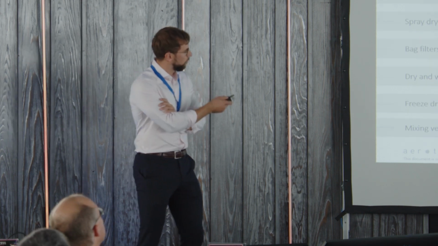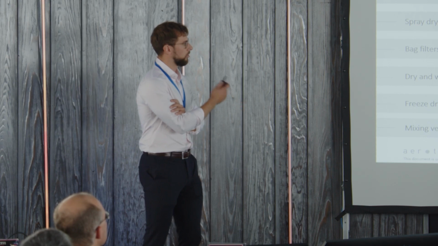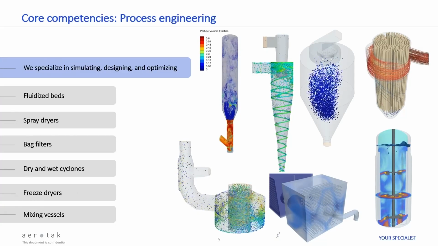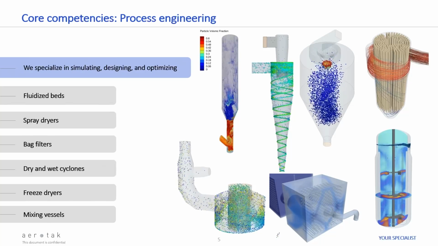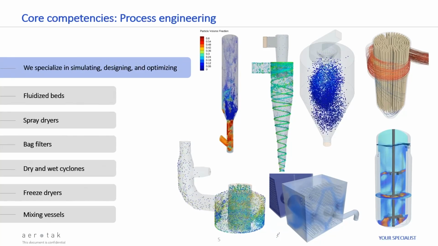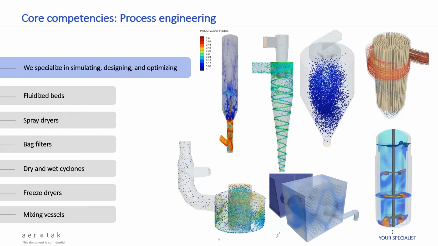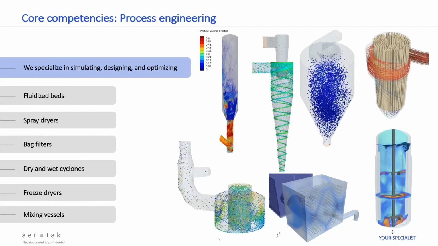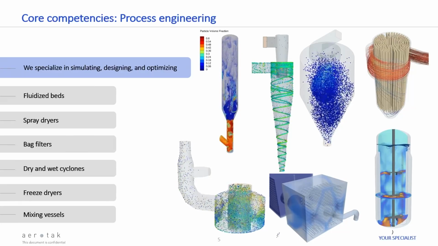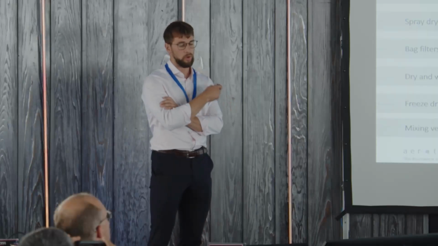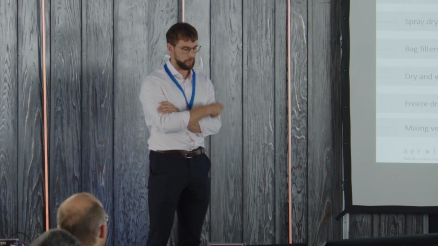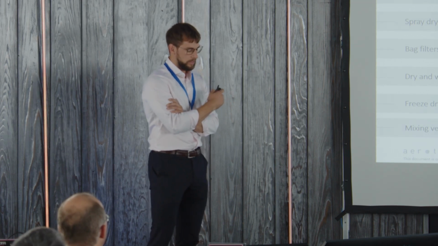I think these are some of the unit operations that we normally work with. Spray dryers, cyclones, wet and dry, mixing vessels also with chemical reactions in there. So this is what we normally look at, and I would be able to take any one of these cases, take them out, present, and then show how we do it at Aerotak. But I think in this case it's a lot more interesting to actually take a case where we've used Barracuda. So we are using Barracuda in a few cases at Aerotak. It's not a lot, but we're really trying to get the ball rolling.